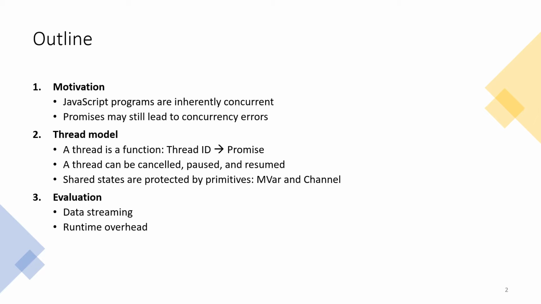We propose a thread model where a thread is essentially a function that takes a thread ID as input and returns a promise value. Through the thread ID, a thread can be canceled, paused, and resumed. The shared states between threads can be protected by synchronization primitives such as envars and channels. We also discuss application scenarios of our thread model, such as data streaming applications, and the runtime overhead of our design.